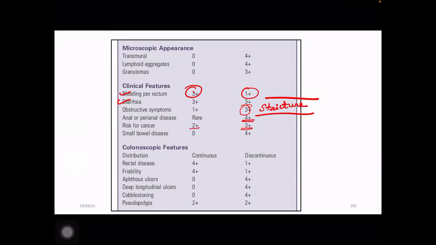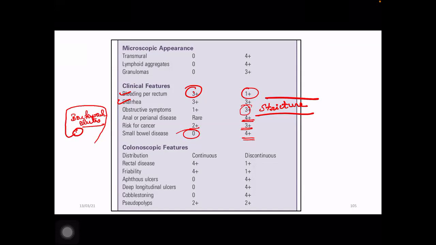And small bowel disease: ulcerative colitis doesn't involve the small bowel, except in a few proportions. If there's extensive disease from the rectum, it can spill over into the terminal ileum, and that is called backwash ileitis. That can happen in ulcerative colitis, and it can involve only the terminal ileum. Whereas Crohn's disease can affect any part of the gastrointestinal tract from the esophagus to the anus, so the small intestine also will be affected in Crohn's disease.